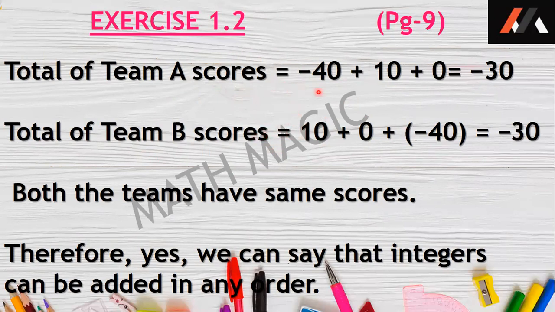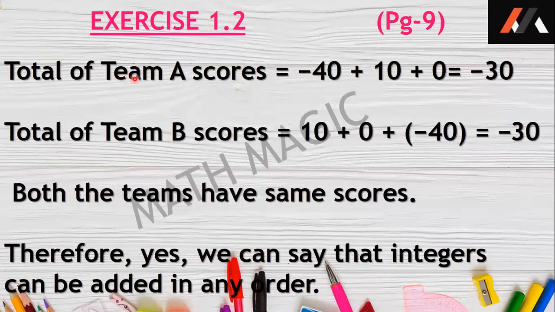I have to find the total value of the scores or the marks scored by Team A in order to compare with the score by Team B. Team A scores minus 40, 10 and 0. When I add them, I will get minus 30. Similarly, when I add the scores of Team B, I will get 10 plus 0 plus minus 40, which is also equal to minus 30.